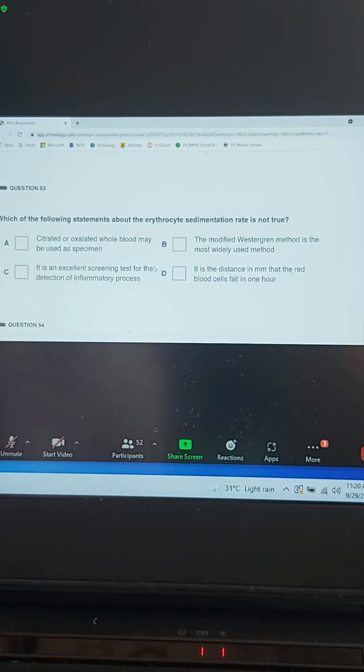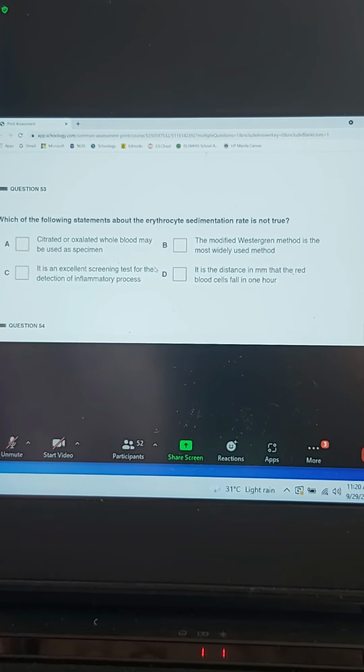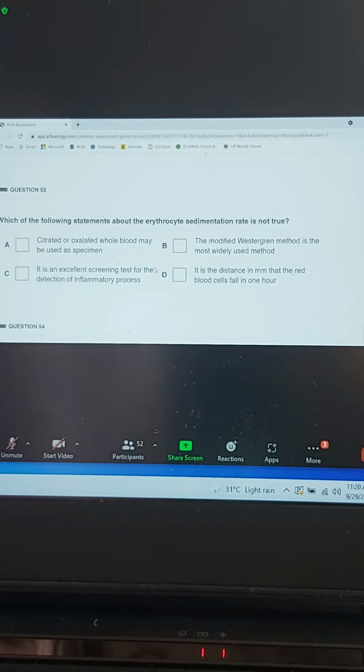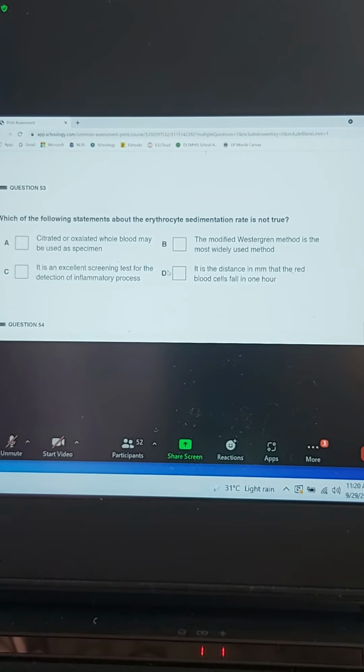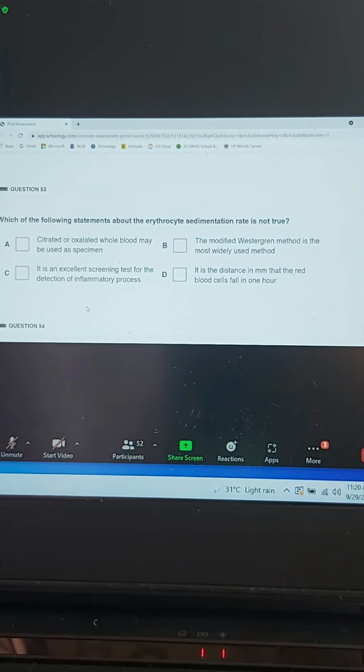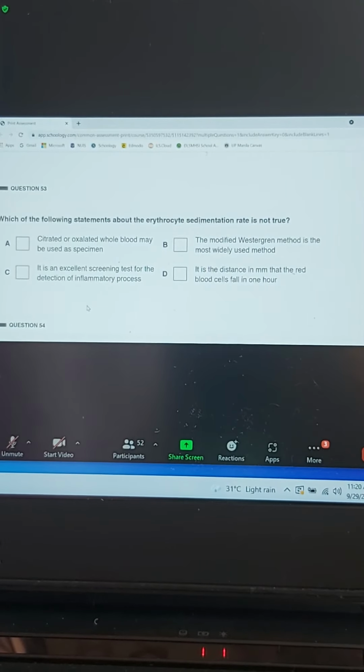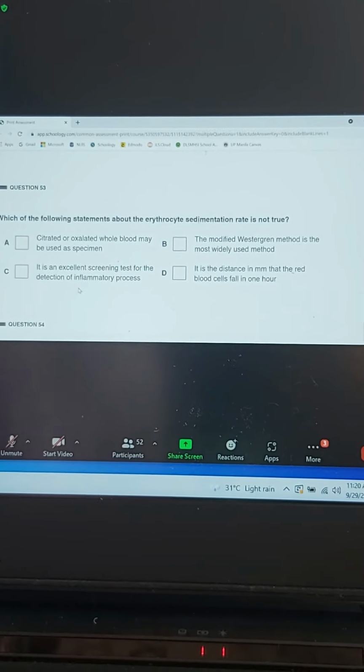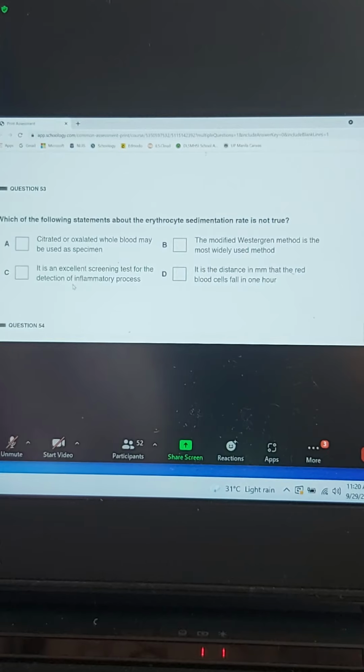Right, so 53, which of the following statements about the erythrocyte sedimentation rate is not true? Letter C. Okay? So it's a non-specific, no? Insensitive din siya sa screening test for inflammatory processes. Kasi particularly, your ESR won't be able to detect most subclinical inflammatory processes. So in replacement of your ESR, we have your CRP. But A, B, and D, these are all correct about ESR.